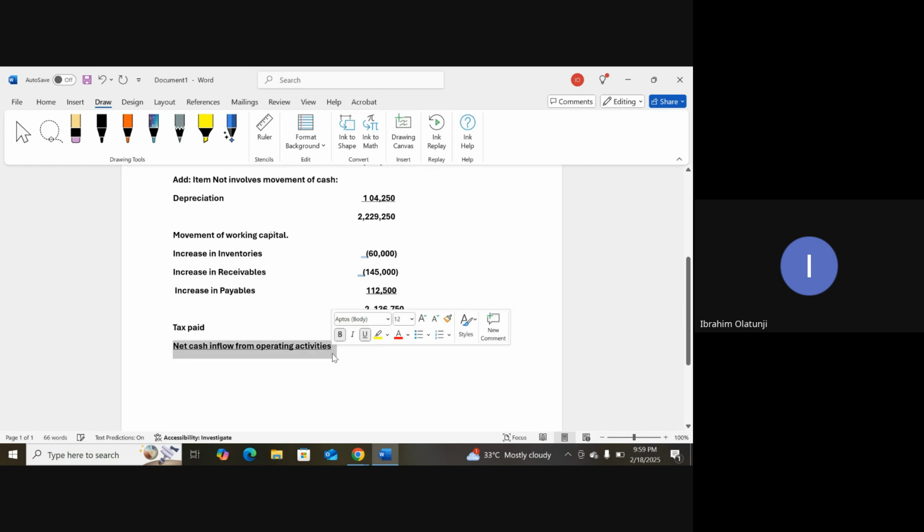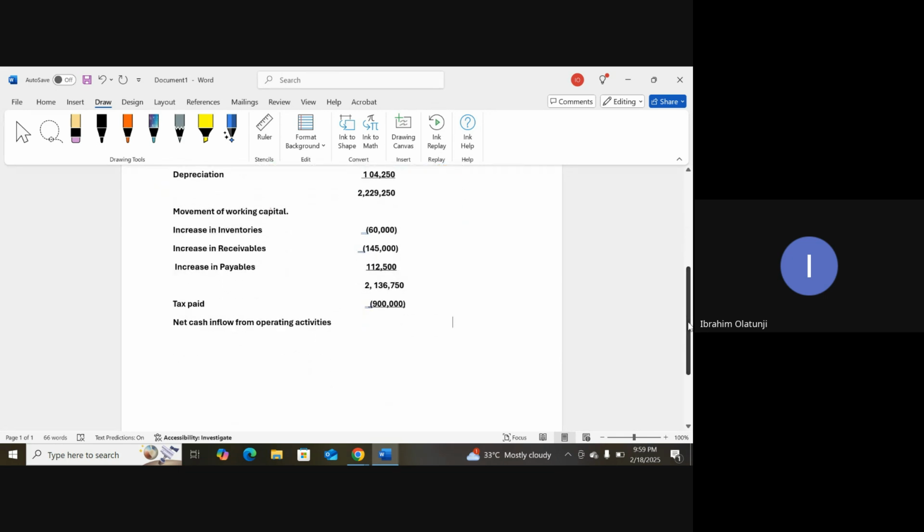But if it is a negative answer, I say what? Net cash outflow. So we now put it here under the second column, that naira sign. That is the main reason I put it there. How much do you call it once again? 1,236,750. So this is your final figure under operating activities.